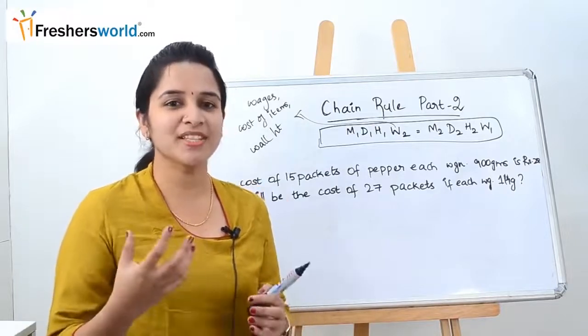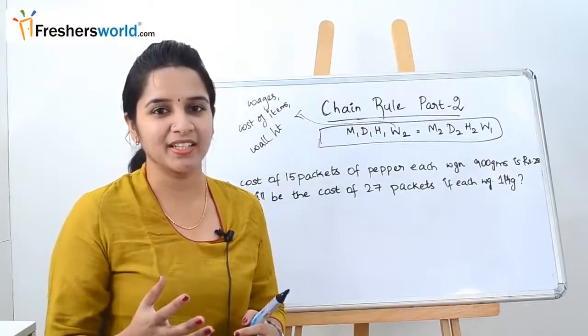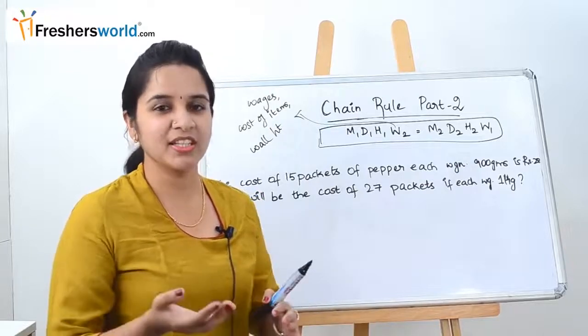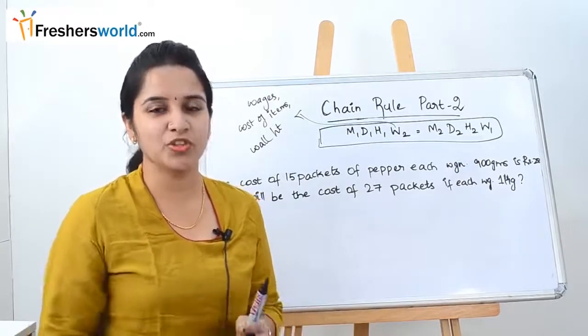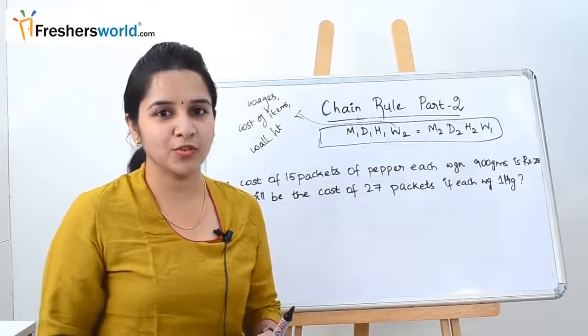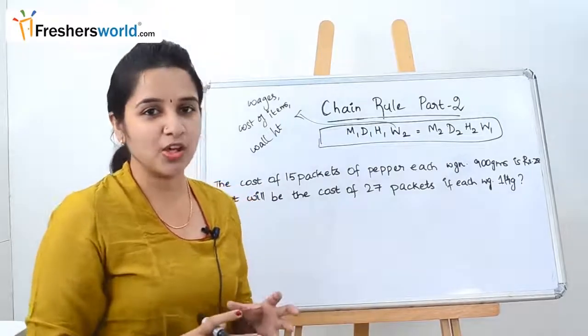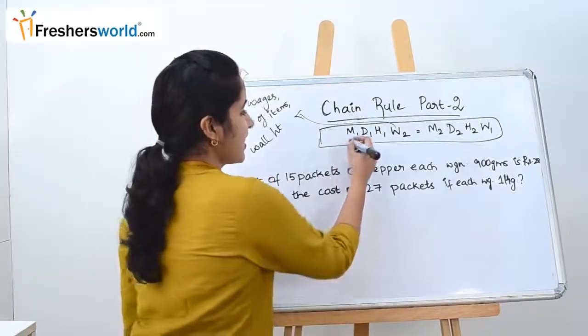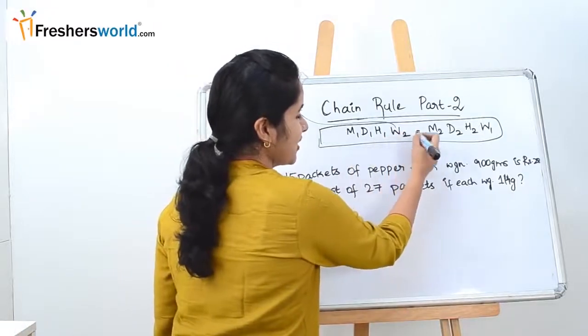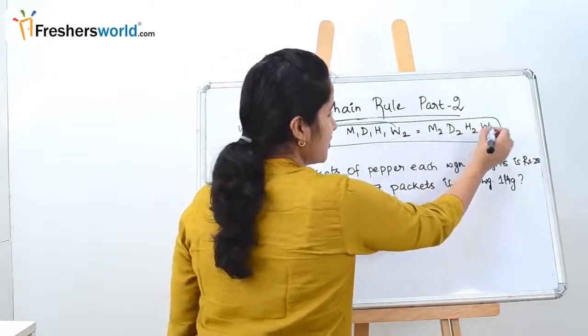The problems that you see in chain rule are more complicated. Generally, whether it's a direct proportion or indirect proportion, you have to cross multiply, and a lot of confusion is there. So an easy way to solve it is to know this formula: M1 D1 H1 W2 is equal to M2 D2 H2 W1.